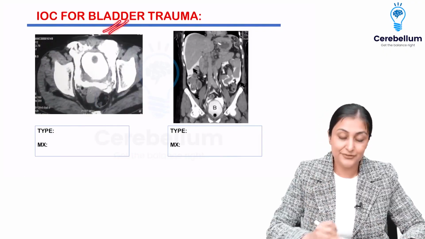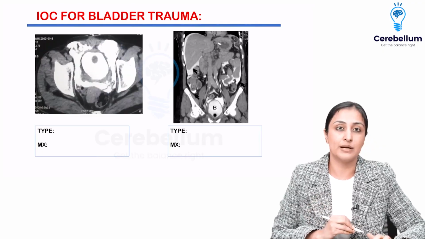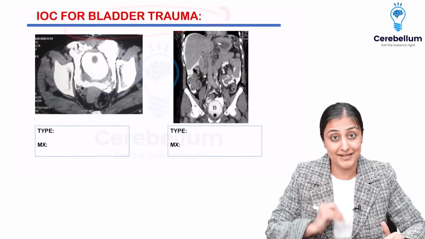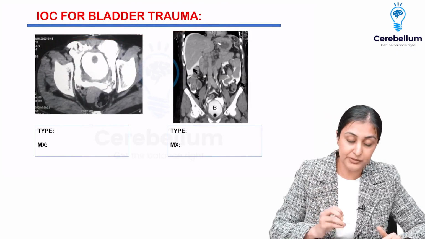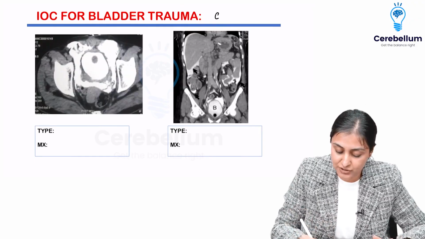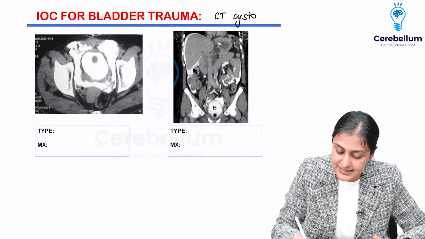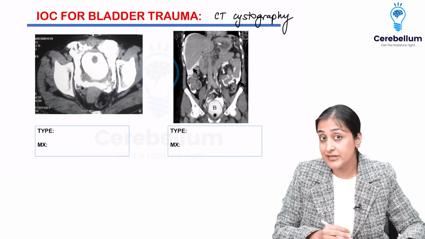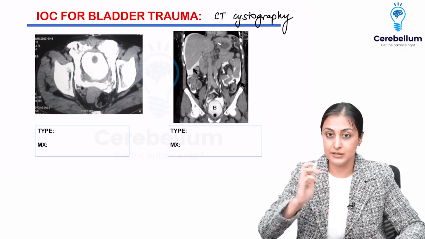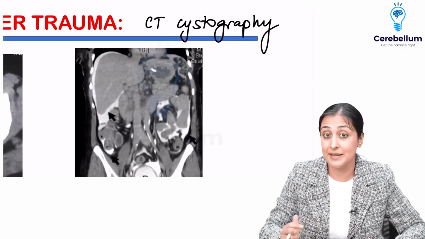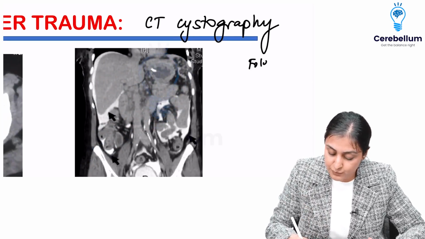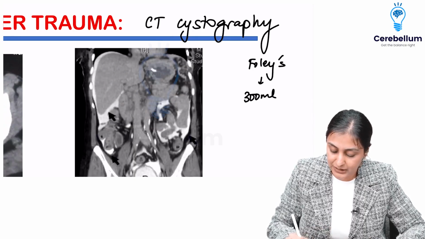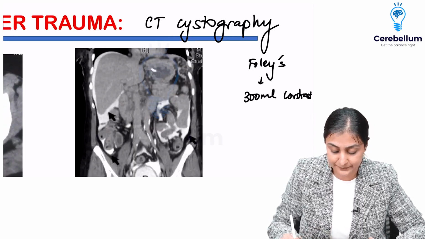The recent favorite is bladder trauma. 2 to 3 years back, they were obsessed with urethral trauma. Now they are obsessed with bladder trauma. So here what you want to remember, first of all, what is the investigation of choice? That is CT cystography. The process remains very similar to an MCU. The first step is you put a Foley's and now you're going to inject around 300 ml of contrast mixed with saline.